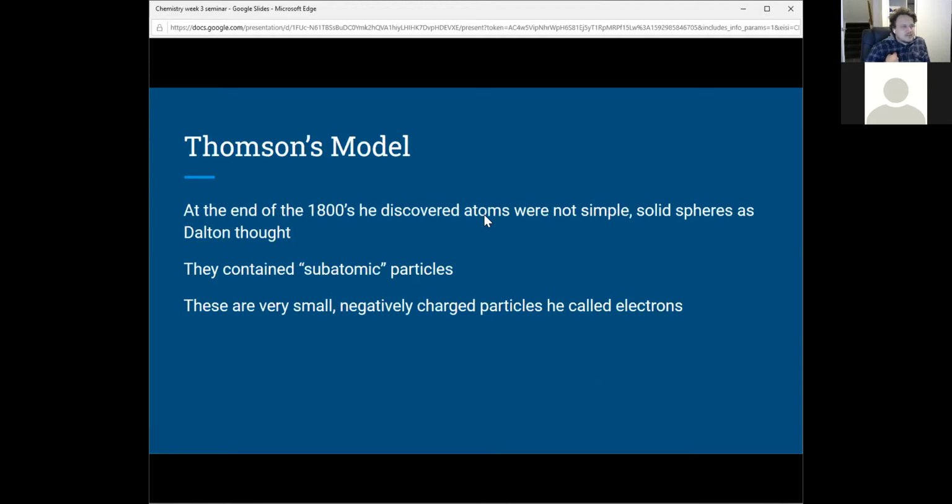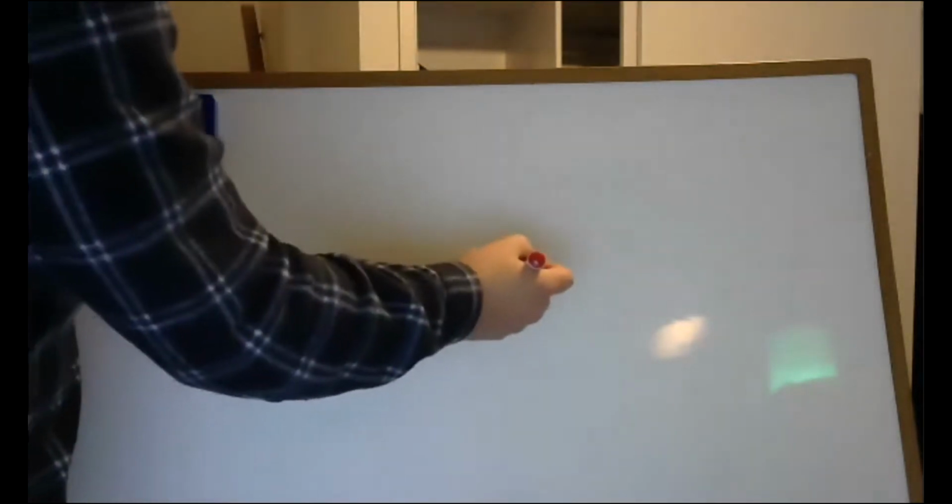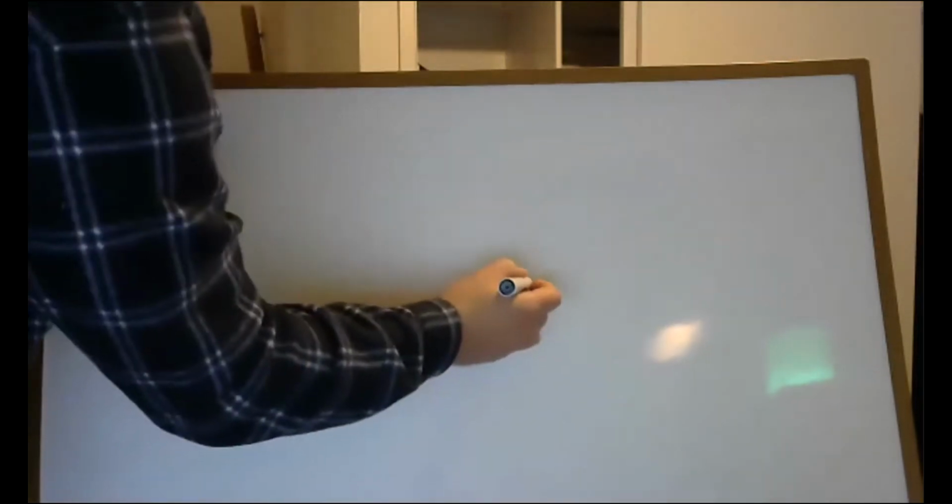So Thomson's was 1890, he discovered that atoms were not simple solid spheres. Actually, so Dalton thought, you've got the slides, you can follow. Dalton thought that it was just a sphere. Everything is dead. Thank you to my 2-year-old. So he just thought that atoms were spheres.